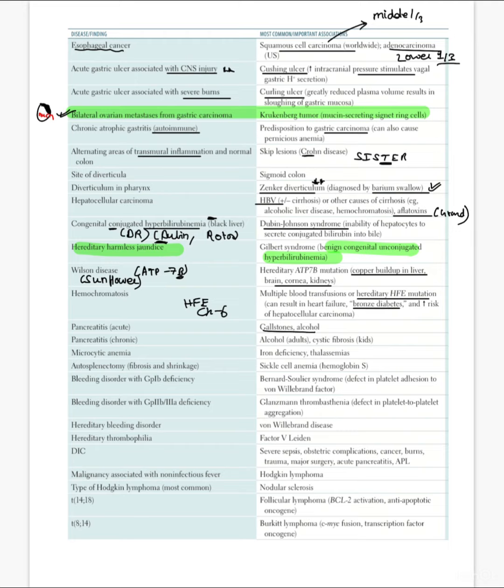Then pancreatitis: gallstone, alcohol, mumps. Okay, these all are the causes of pancreatitis. Chronic pancreatitis causes are alcohol and cystic fibrosis. Microcytic anemia, guys, mnemonic is CETA: sideroblastic, iron deficiency, thalassemia, anemia of chronic disease, guys.